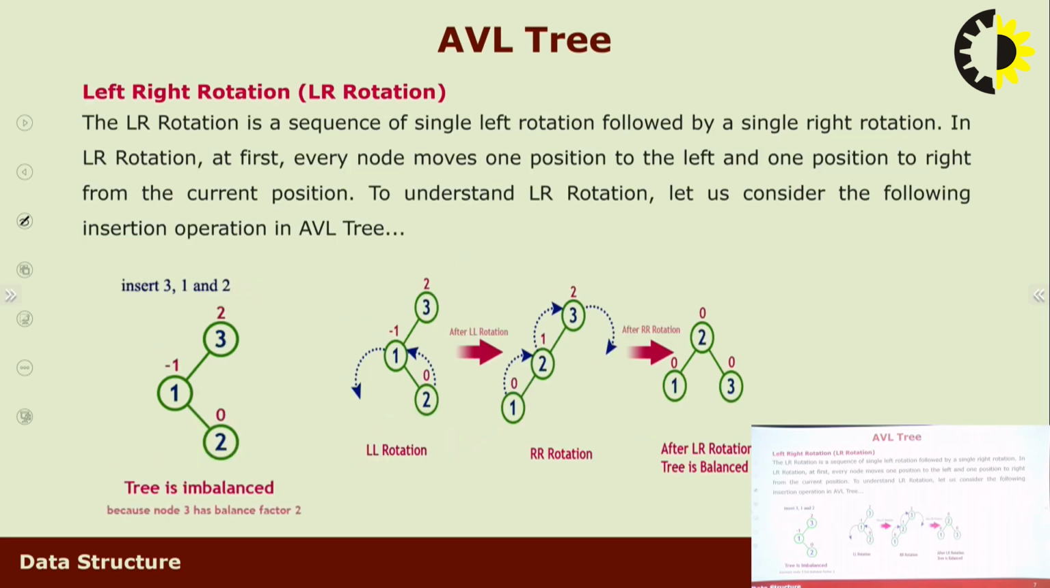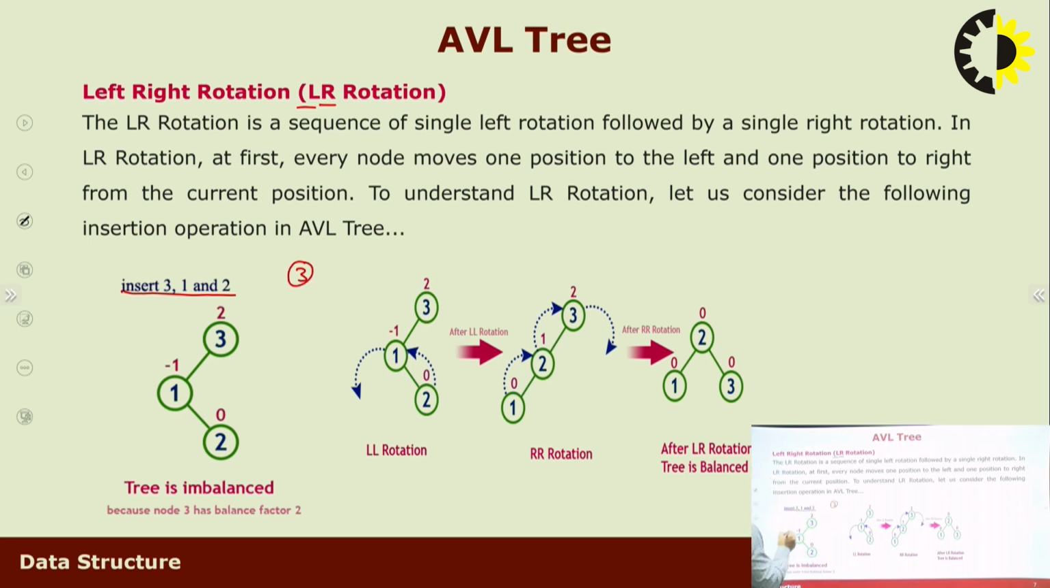Third rotation is called, that comes in the category of double rotation. We are rotating double time. First of all, we are rotating in the left side, then we are rotating in the right side. It can be understood with the help of this example. Suppose we have to insert these three values. First of all, we have to insert 3, then 1, then 2. Then in that case, first of all, when we insert 3, tree is balanced.